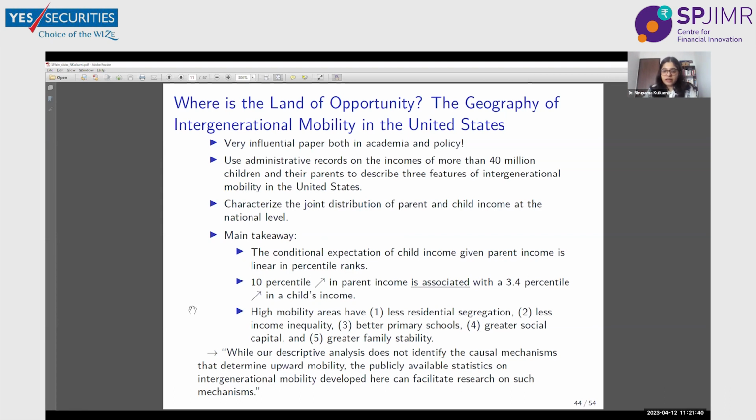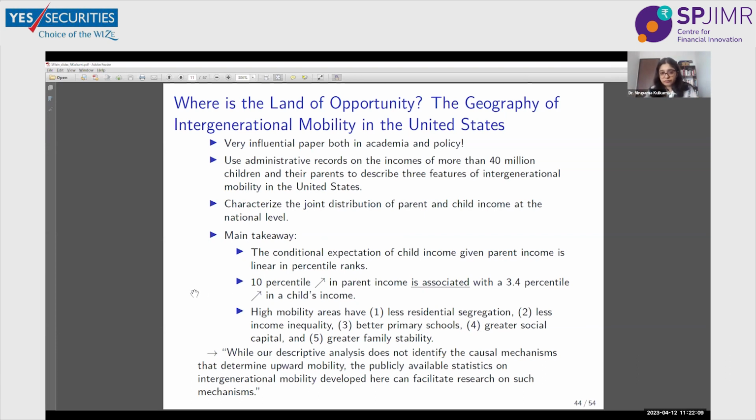And so, while descriptive analysis does not identify specifically the causal mechanisms, something which we're very obsessed about in academic research, this massive administrative data actually allows these authors to develop these intergenerational mobility measures across the US.